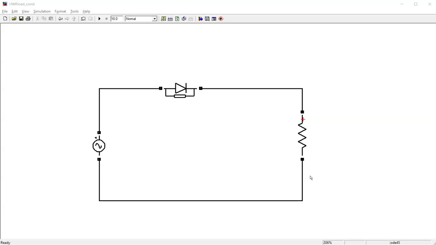This video is a continuation of the first video about the half-wave rectifier uncontrolled with HWR load. As we have discussed in the first video, we will look in detail at how to do the simulation on the schematic diagram for the half-wave rectifier uncontrolled with HWR load. Okay.